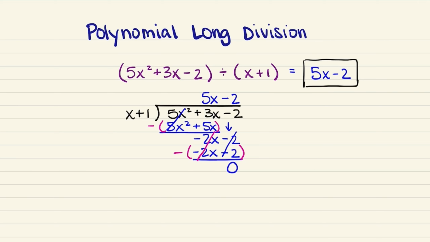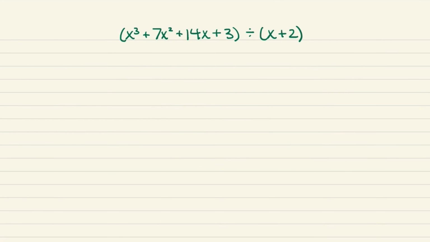Let's look at another example. This one's a bit longer. So first we want to make sure our polynomial is in standard form, and it is. We have x to the third first, and then x squared, and then x, and then the number without the variable. And this is also in standard form.